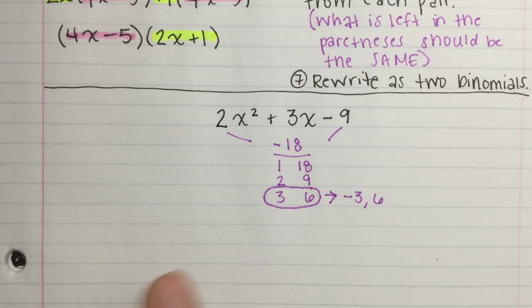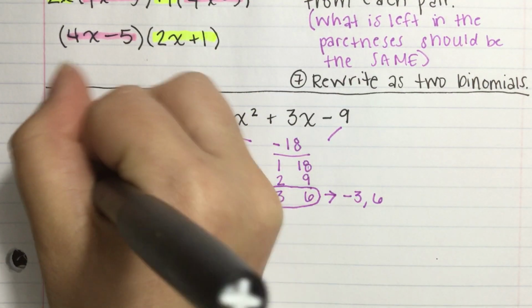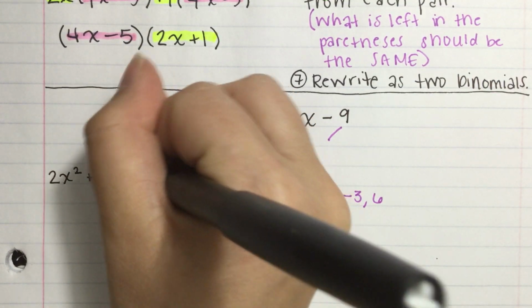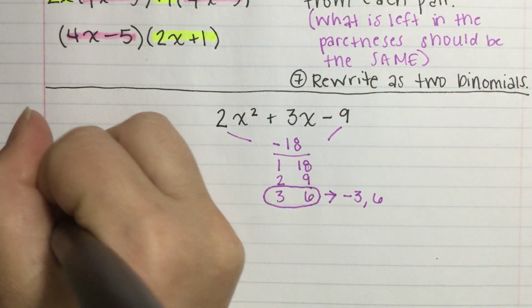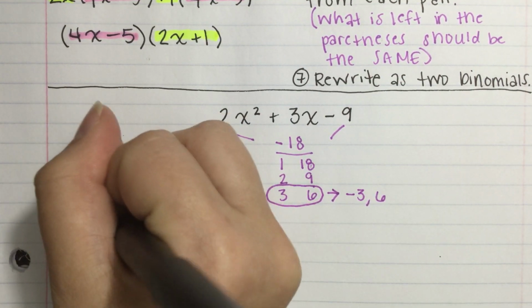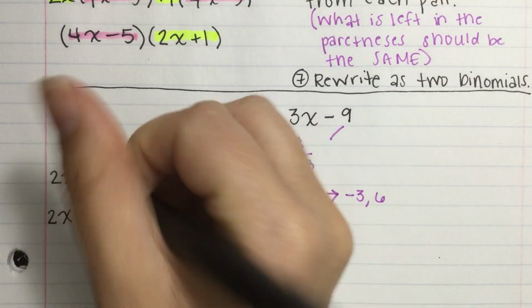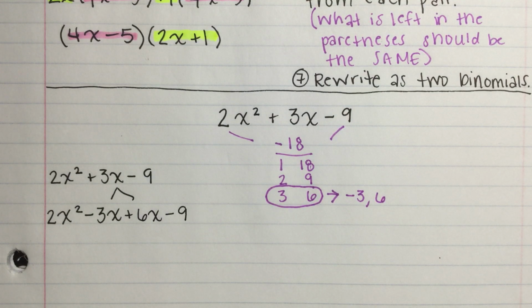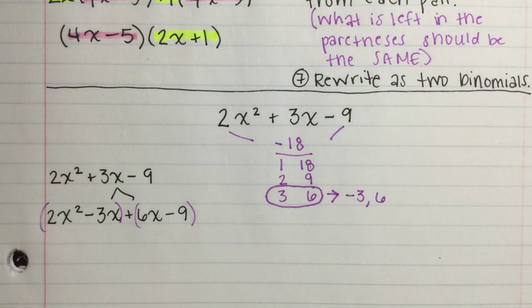So I'm going to come over here, and I'm actually going to do this 2 different times. So I have 2x squared plus 3x minus 9, and I'm going to split up this 3x into my 2 factors. So I've got 2x squared minus 3x plus 6x minus 9. Okay, so I split up that b value. My next step, step 5, is to do my group. So I'm going to group these. So now I've got my 2 groups, and I'm going to factor out my GCF.